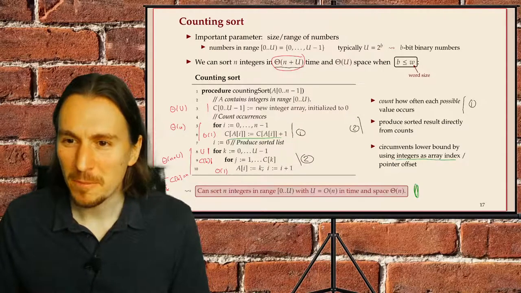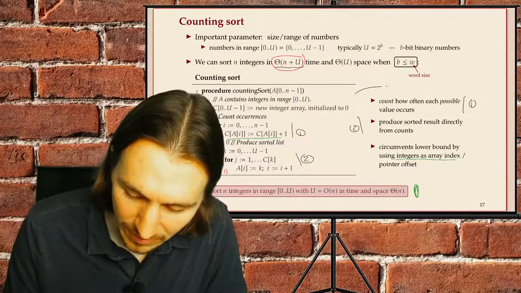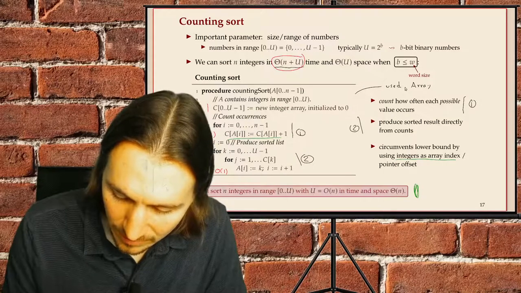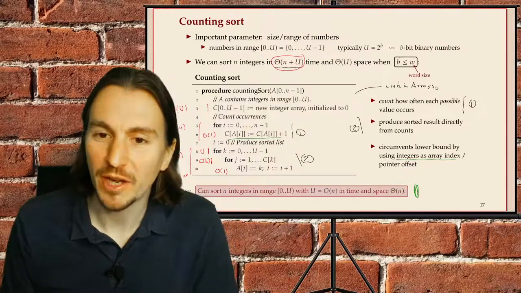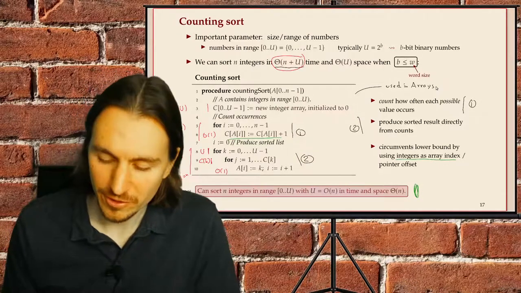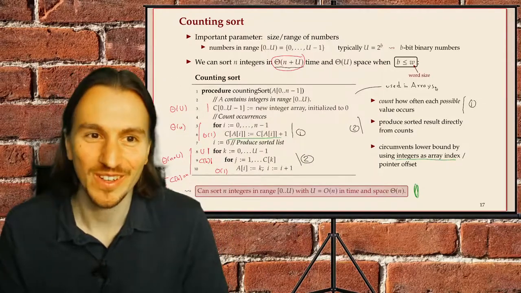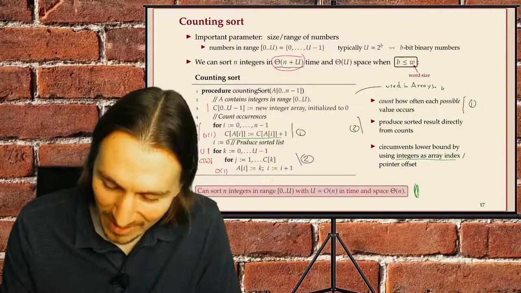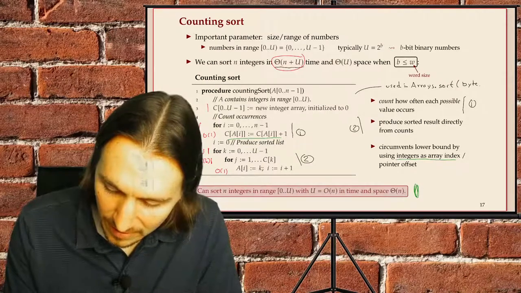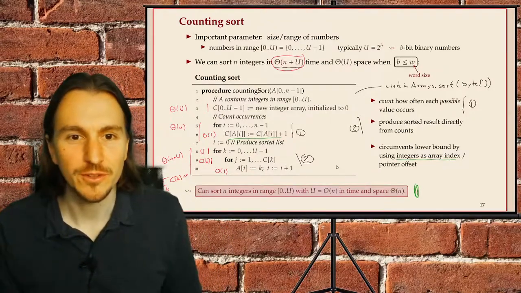All right, I wanted to point out that something very similar to this is used in the Java library for sorting byte arrays. It's not used for integers. For integers, they use a quicksort variant. And if you want to learn more about what exactly that variant does, then check out the Campus Wire post and my video on that. But if you sort a byte array, then it's essentially something like this counting sort that is used.